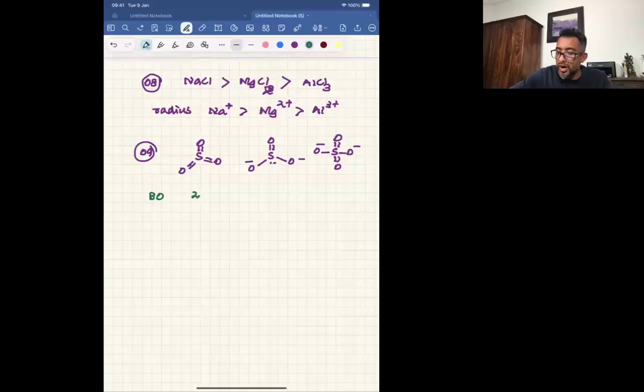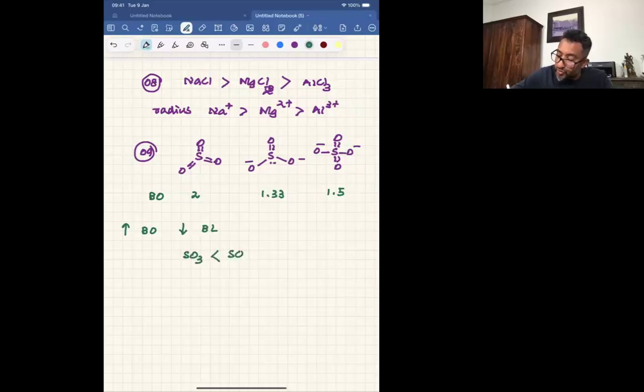What is this one? 1, 2, 3, 4. 4 divided by 3 is 1.33. Okay, 1, 2, 3, 4, 5, 6. 6 divided by 4 is 3 divided by 2, 1.5. Higher the bond order, lower the bond length. So SO3 has the lowest.